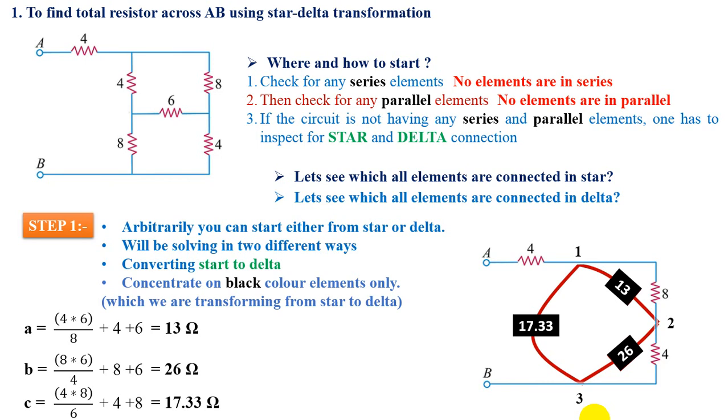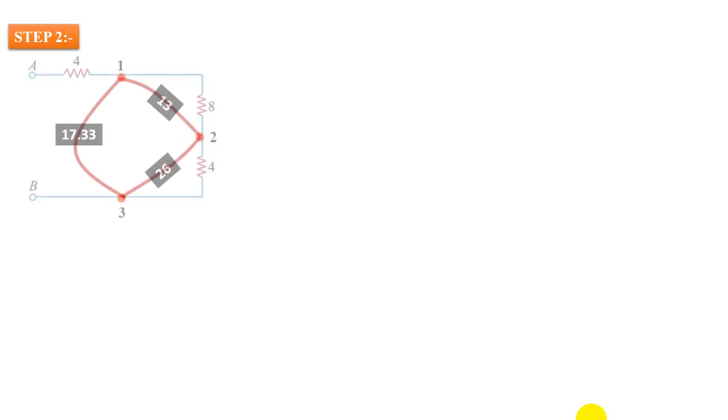We have arbitrarily selected 4, 6 and 8 as the star elements that we utilized and converted to delta. Once you have converted to delta, erase those star. Similarly, in the next step, we'll do it vice versa. We'll select any one delta and convert it to star. Step 2. So this is what we have done in step 1. Now how do we start? It's again the same.